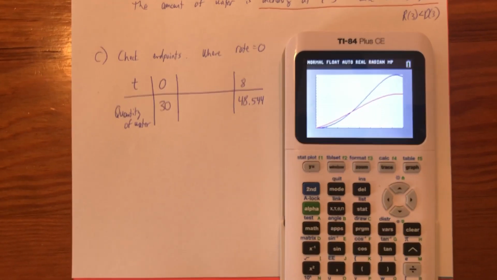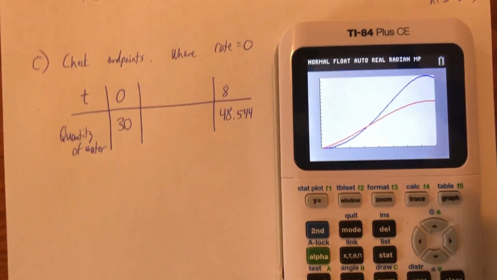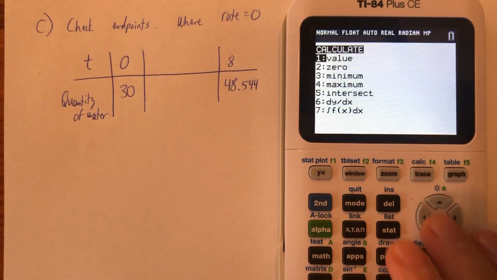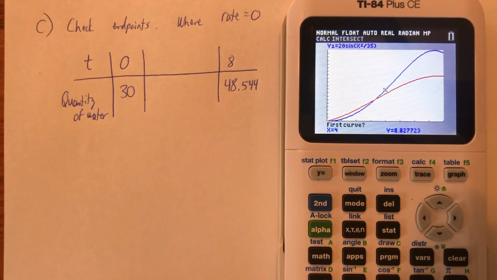Let me slide the camera back down a little bit. There we go. And I want to find out where that is. So second and calc, we're going to find that point of intersection. Enter, enter, enter.